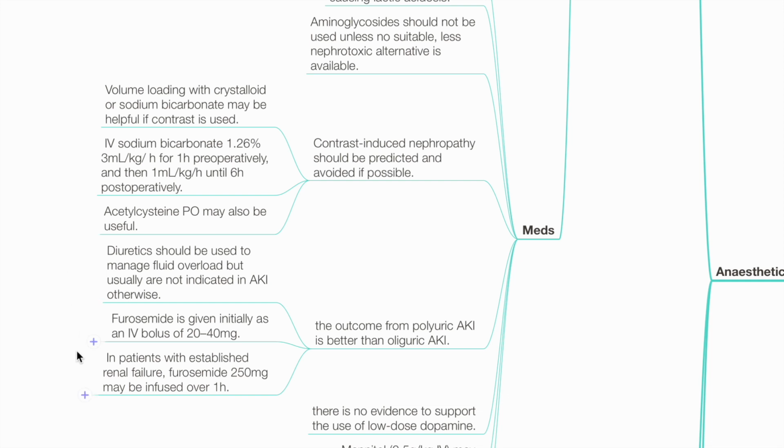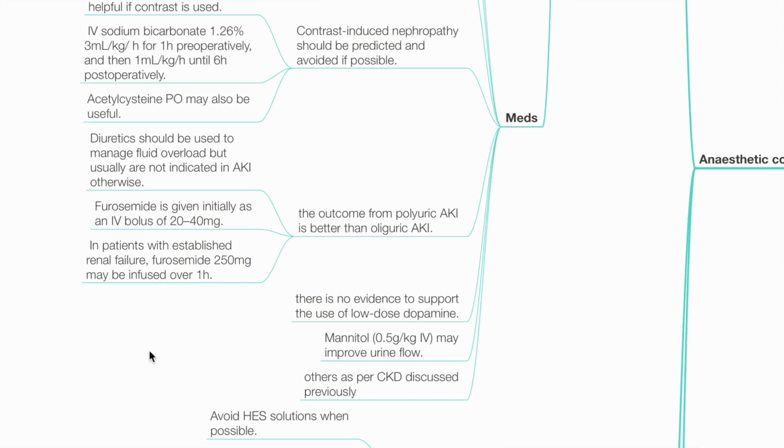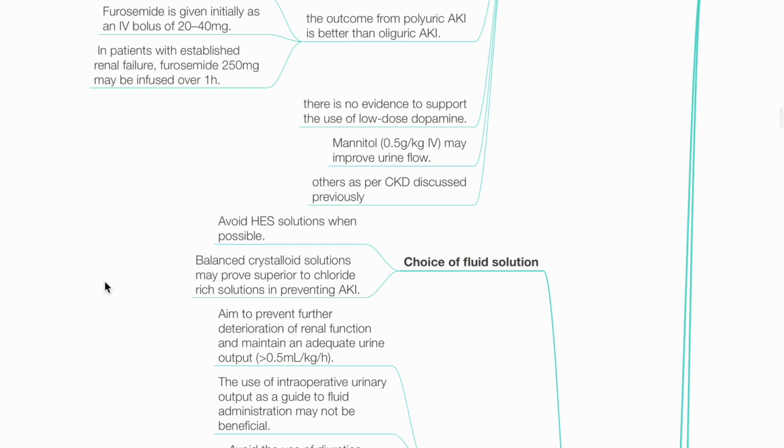The outcome for polyuric AKI is better than oliguric AKI. Diuretics should be used to manage fluid overload but usually are not indicated in AKI. There is no evidence to support the use of low-dose dopamine. Mannitol may improve urine flow. Other aspects as per CKD.